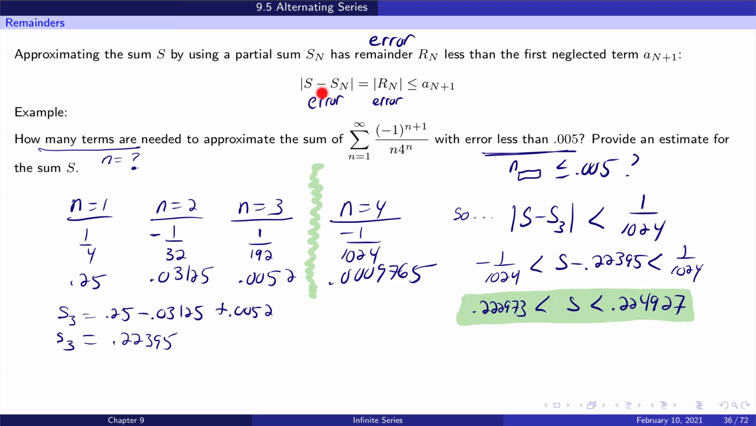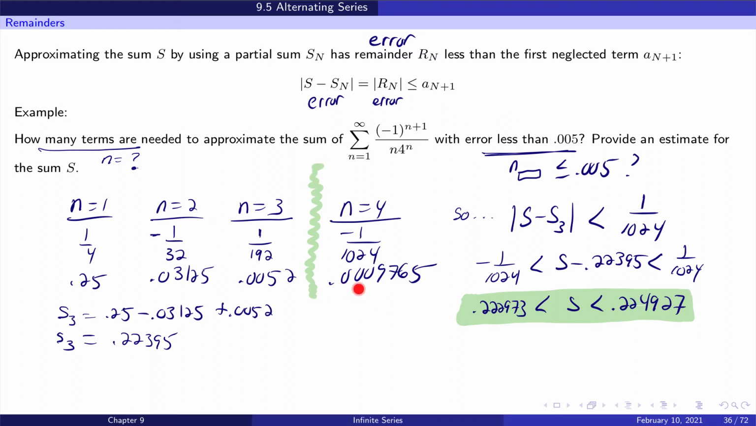Now, error is an absolute value, so all I need to look for is 0.005. It doesn't matter whether it's positive or negative. So plugging in 1 to this, we get 1/4. Plugging in 2, we get negative 1/32. Plugging in 3, we get 0.0052, awfully close, which means finally when I plug in 4, I get this value, which is below 0.005. So since this term is less than the error that I was looking for, this is my error term, and I know that summing the first 3 terms will produce an error less than 0.005.